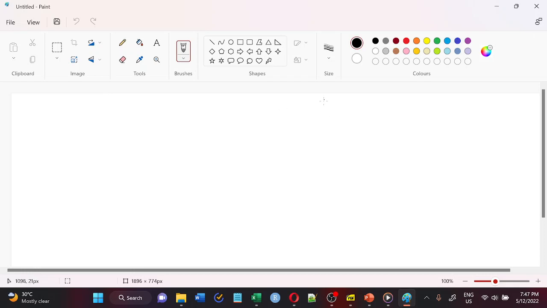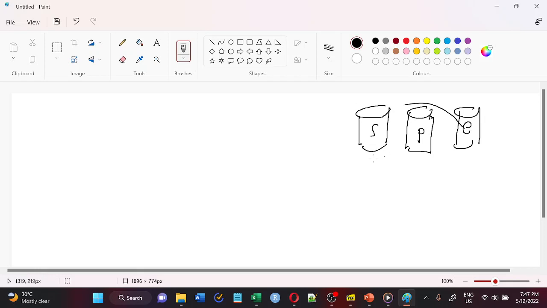Okay, so imagine we have 3 barrels here. Here we have super, this one we have premium, and this one we have extra. For each of these we have a mix of components 1 to 3, 1 to 3, and 1 to 3.